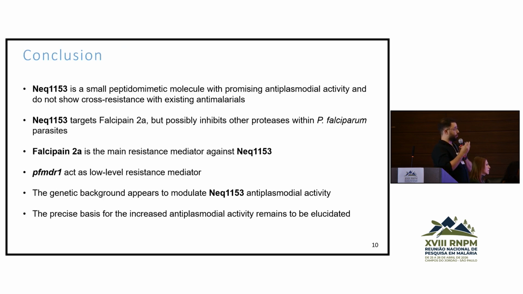So to finish, I would like to highlight a few conclusion topics, a few bullet points. 1153 is a small peptidomimetic molecule with promising antiplasmodial activity and does not show cross-resistance with standard antimalarials, in the strains that we tested. Also, 1153 targets falciparum 2A, but possibly also targets another protease within the cytosol of the parasite. Falciparum 2A is the main resistance mediator against 1153. MDR1 acts as a low-level resistance mediator, as we saw a 2-fold shift by varying MDR1 copy numbers.